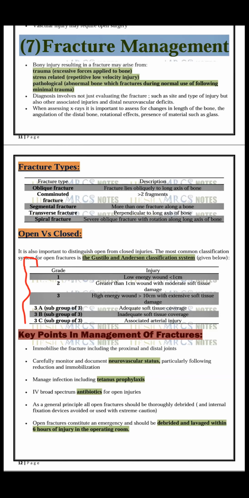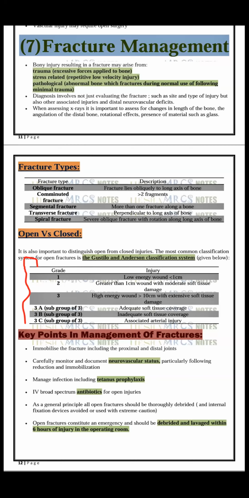A, you will have injury more than 10 centimeters, but with adequate soft tissue covering. B, you will have injury more than 10 centimeters, but without adequate soft tissue covering, and you will need immediate reconstruction. 3C, you will have affection to the vascular bundle, so you will have arterial or venous injury.